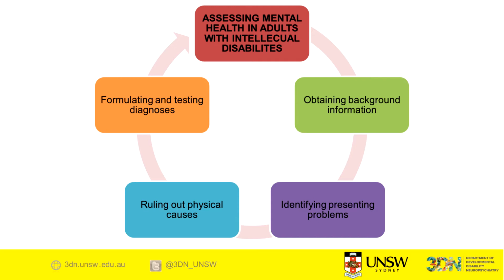Key assessment steps involved in making a diagnosis include obtaining background information, identifying presenting problems, performing relevant physical examinations, and formulating and testing potential psychiatric diagnosis. These processes are similar to assessment in the general population. However, within each step there are specific considerations for people with an intellectual disability. We'll now cover each of these steps in more detail.